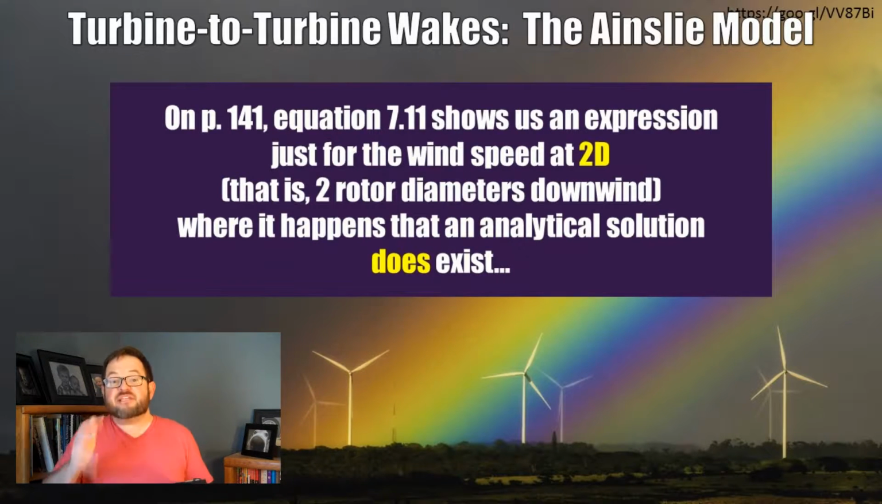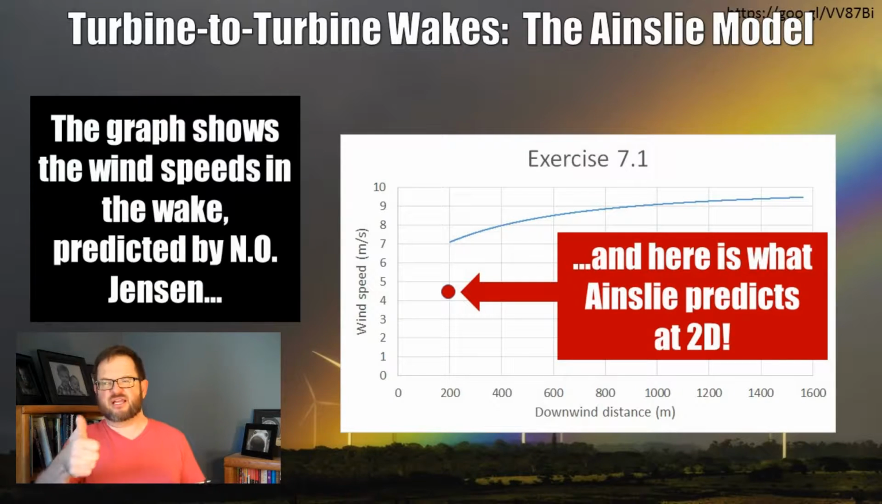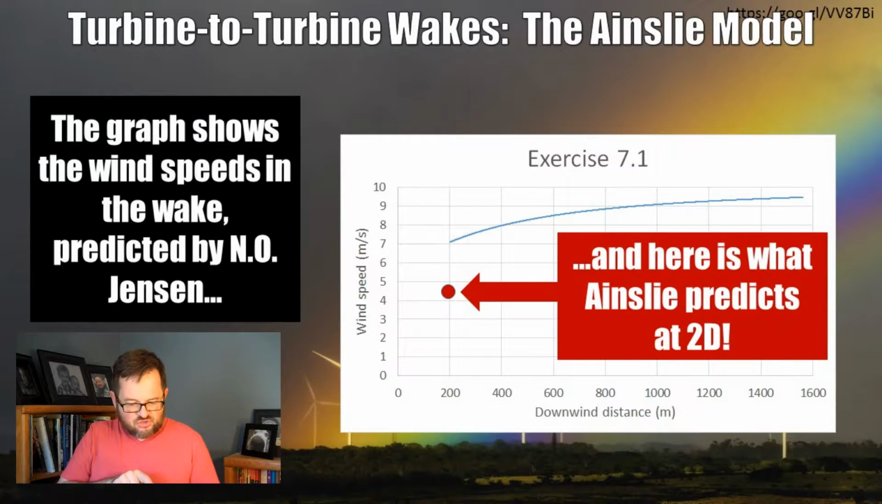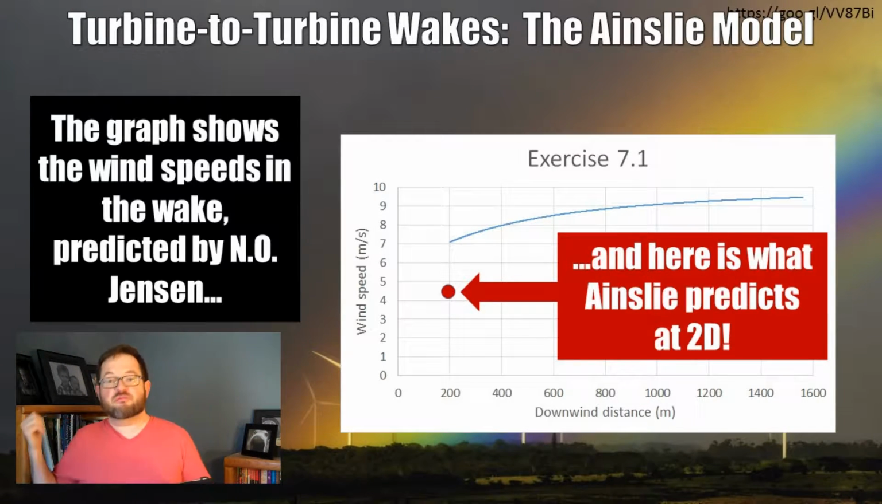And we could take the same stuff that we did for the N.O. model for exercise 7.1, I think it was, and we could actually plug those same numbers into this one specific case of the Ansley model that can be solved analytically, and run the numbers, and you get a wind speed at 200 meters downwind for that same set of conditions. Let's actually compare the two sets of results.